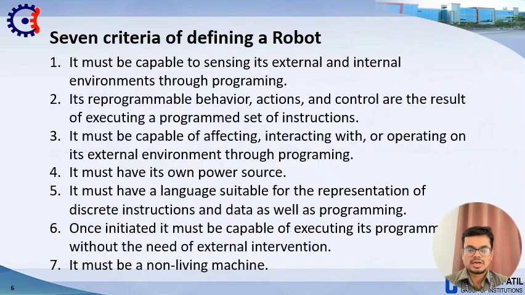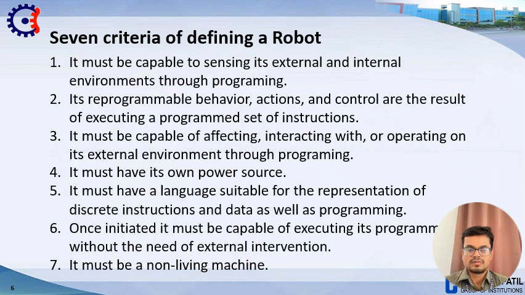Fifth point is that it must have a language suitable for representation of discrete instructions and data as well as programming. So for a robot to be given an instruction, there must be a programming language through which a programmer can give the information to the robot to perform certain actions. So it must have a certain language so that we can give instructions to the robot.